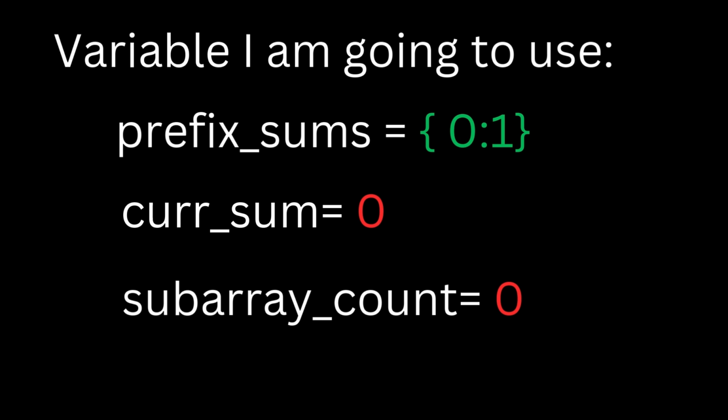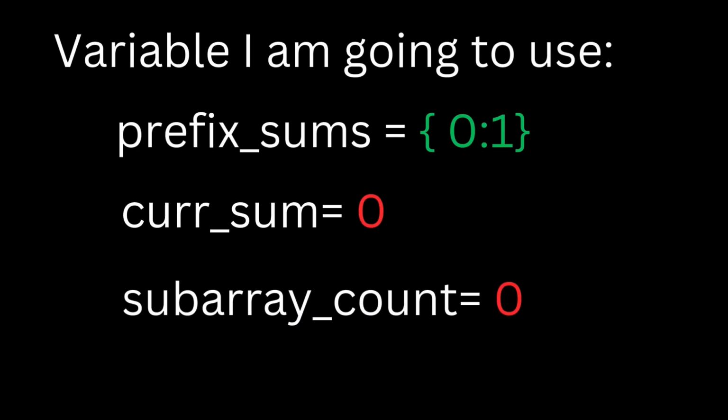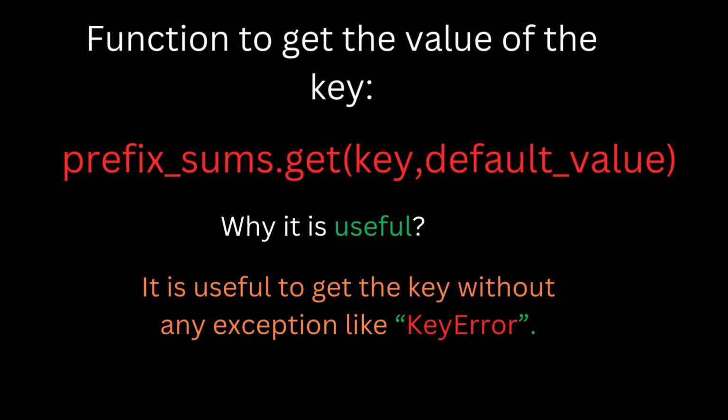The concept we will use here is somewhat like two sums. I don't know how many of you have done this. In two sums we have to check if the sum of two numbers in an array equals k. So here also we will check if current sum minus k has been seen in the prefix sums. If yes, then we will increment the subarray count by the number of times we have seen current sum minus k. I am using a default dict for prefix sums to provide a default value. It is useful to avoid any kind of exceptions like key error.